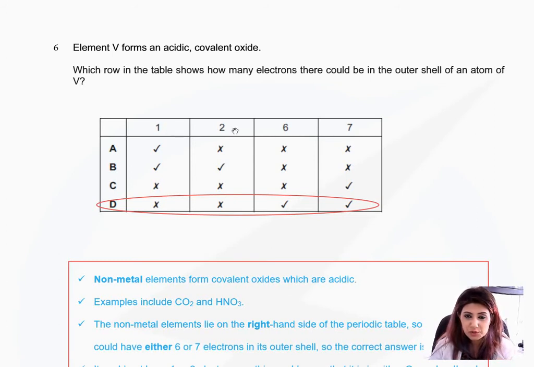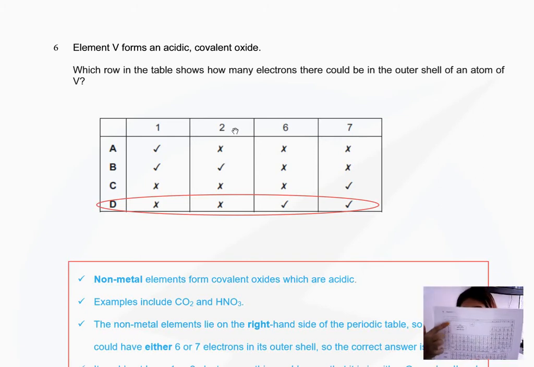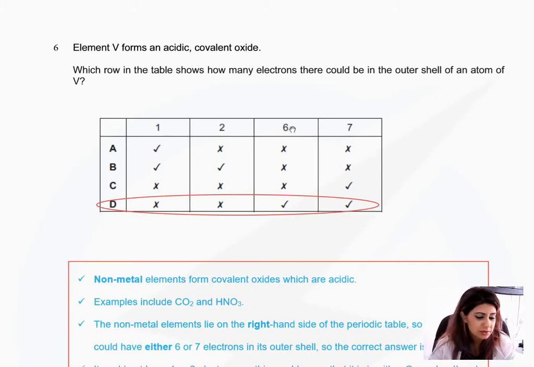If you have 2 electrons in the outer shell, that's group 2, and as you know here in the periodic table, all group 2 are also metals. But if you talk about 6 electrons in the outer shell, that's group 6, and all elements in group 6 are non-metals. And all elements in group 7 are also non-metals, so they form covalent compounds. That's why 6 and 7 would be the right answer.